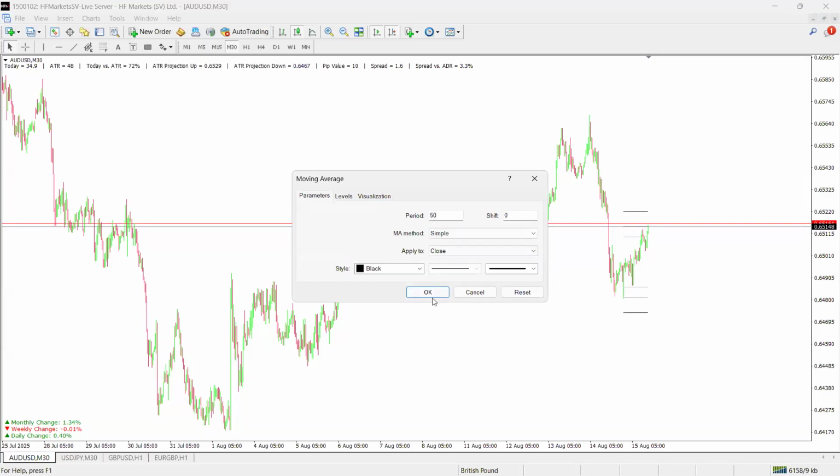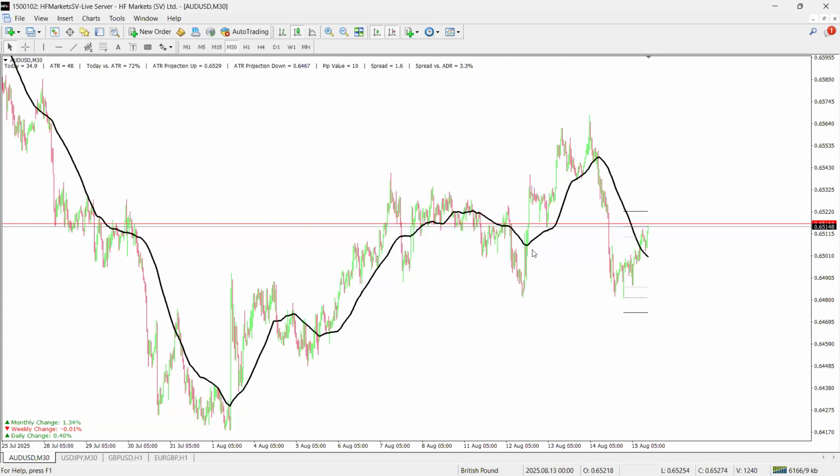50 is one of the most popular moving averages that we have. So you're like, okay, I want to check. Now the market is currently above, current price right here, the 50 MA, it means I'm supposed to be buying, looking for opportunities to buy.